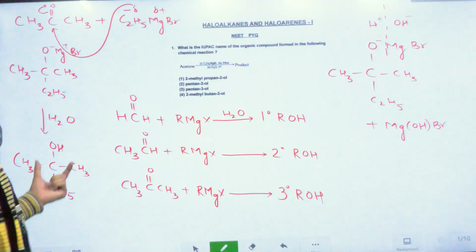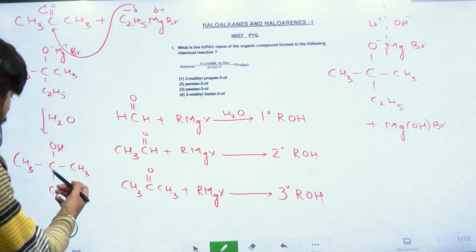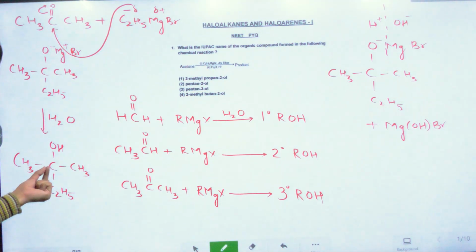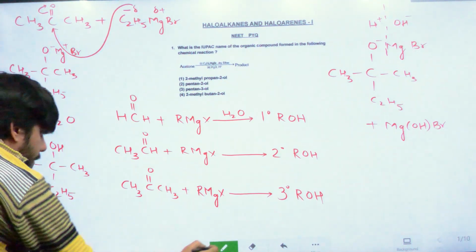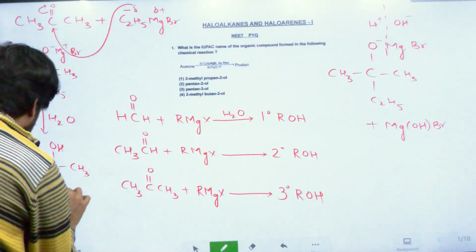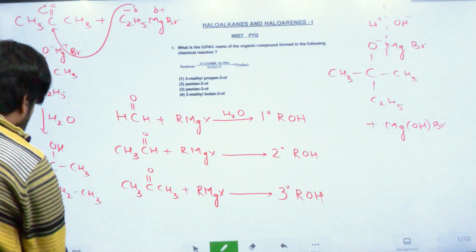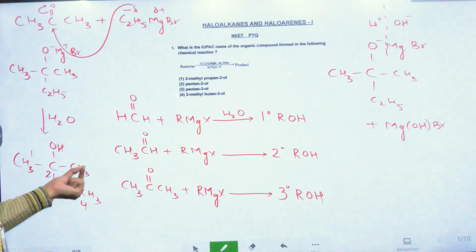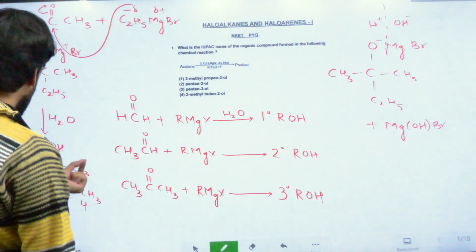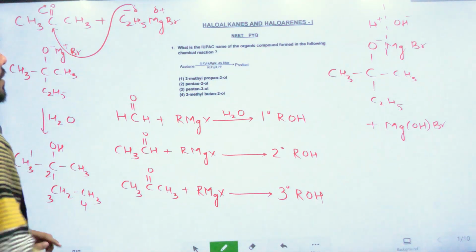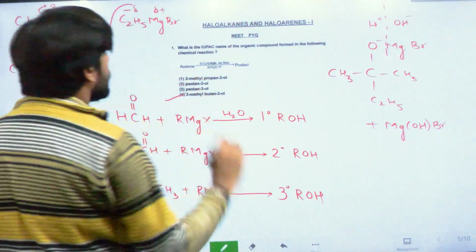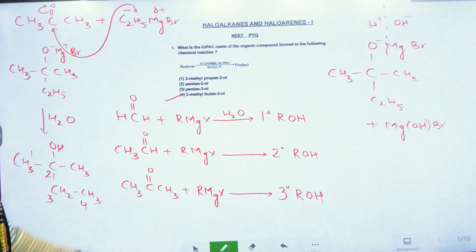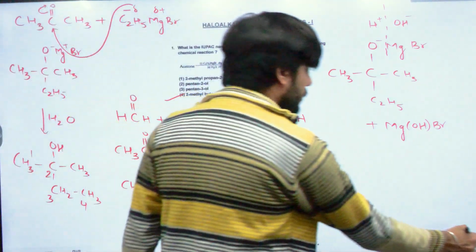So what is the IUPAC name of this? The IUPAC name of this is, numbering 1, 2, 3, 4, so I can show it like this. So this is 1, 2, 3 and 4. So this is 2-methyl, this is 2-methylbutan-2-ol. So the 4th option is the correct answer. 2-methylbutan-2-ol is our product. I hope you understood this. Let us move to the next question.